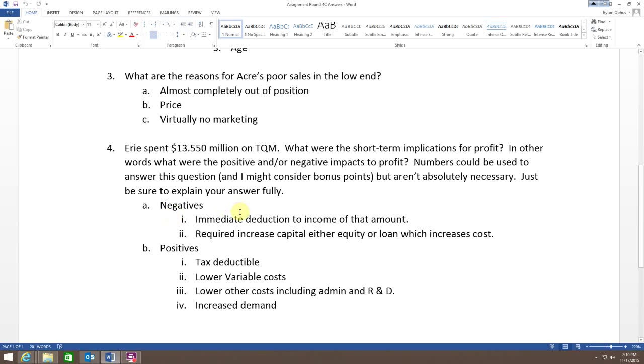So what are some of the negatives? Well, there's an immediate deduction in income, right? And there's a required increase in capital is what that should say, which is either equity or loan, which increases the cost, one or the other, or possibly decreases earnings per share if it's capital, right? But a loan would certainly increase interest cost, right? Okay, so there are some negatives there, certainly.